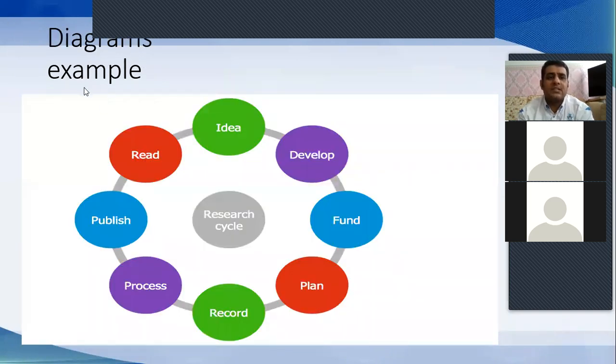Then the diagram example. A diagram is simple. We can make a research cycle. So first of all, it started from here. We plan our research, then we want to find the funds, then we go for further development with these funds, and then we get the idea to further improve, then read, then publish, then process, something like that. Or maybe we can say that it starts from here, like idea, then develop the idea, funding, plan, record, process.